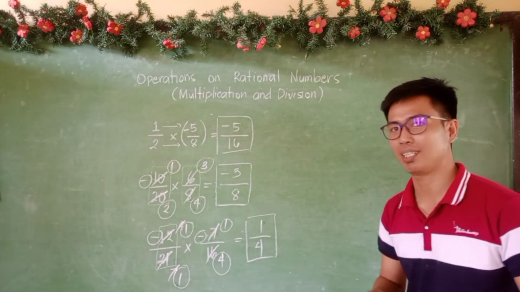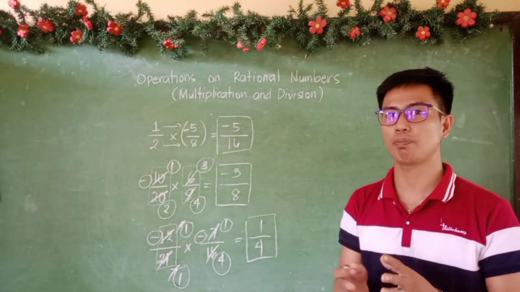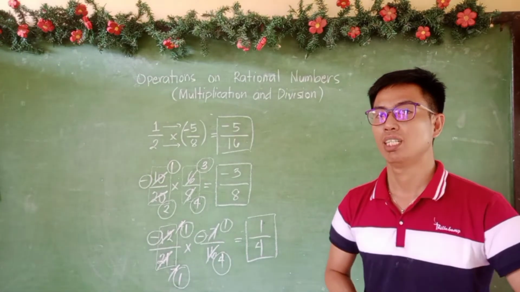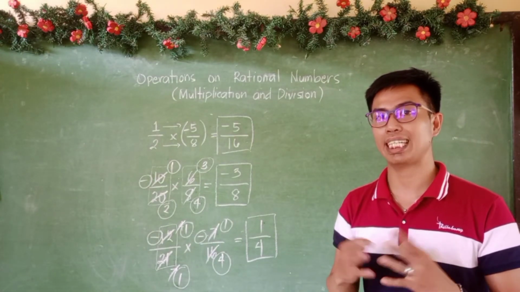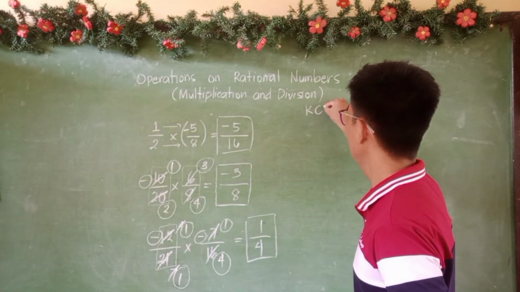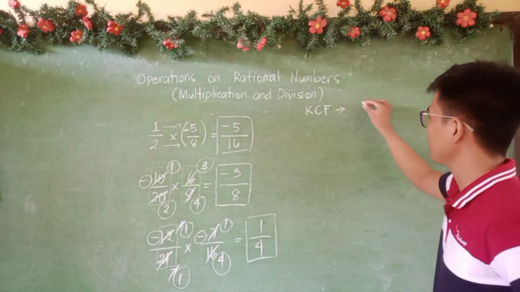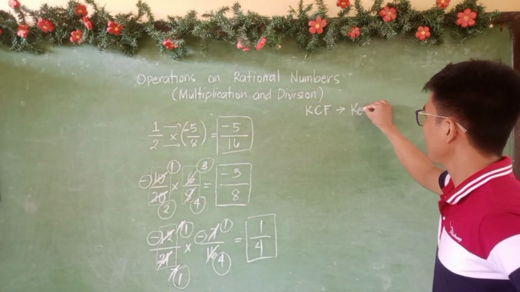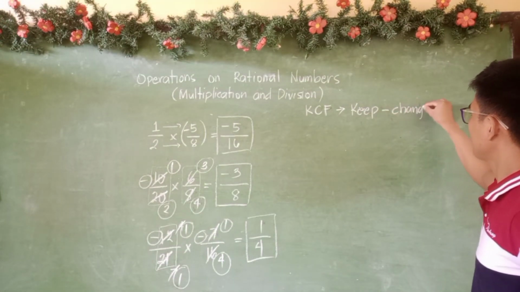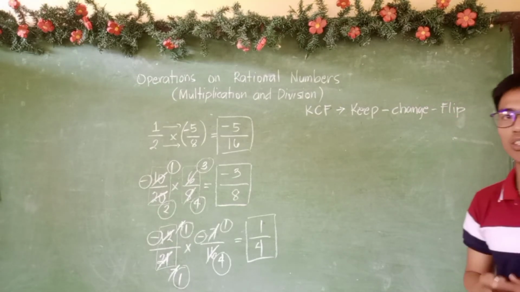So let us proceed with division. So sa division naman, although division siya, pero mapupunta rin tayo sa multiplication. So ano yung ibig kong sabihin? So in division, we use the KCF method. So ano yung KCF method? So when we say KCF, it is the method for keep, change, and flip. So keep, change, and flip.